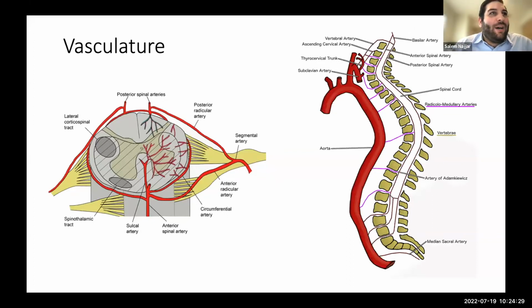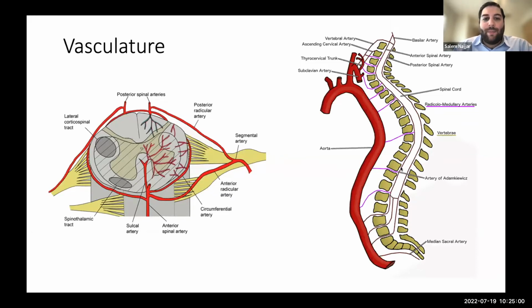I like how one of you mentioned it. If the ASA is obstructed, we are in big trouble. That is exactly true. I couldn't have said it better myself. And that's because you don't have as much collateral blood supply. One thing that can help, somebody mentioned collaterals, is this watershed region called the artery of Adamkiewicz. It provides a collateral blood supply by anastomosing or connecting with the ASA.